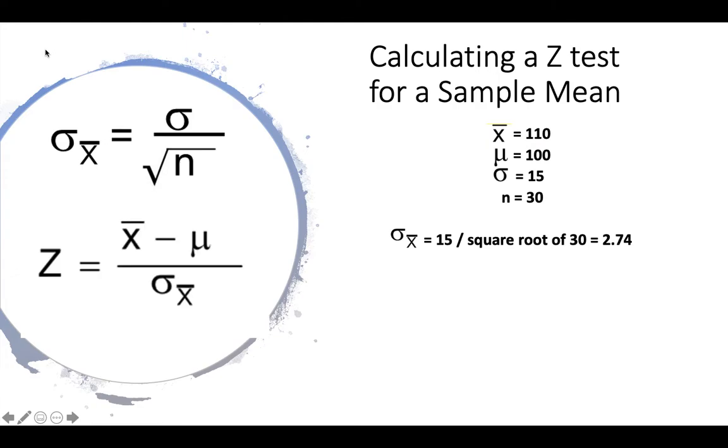Then we're going to work out the z-test. We're going to take 110 and subtract 100 and divide that by our SEM, which is 2.74, which gives us the value of 3.65. So for this example, our z observed is 3.65.